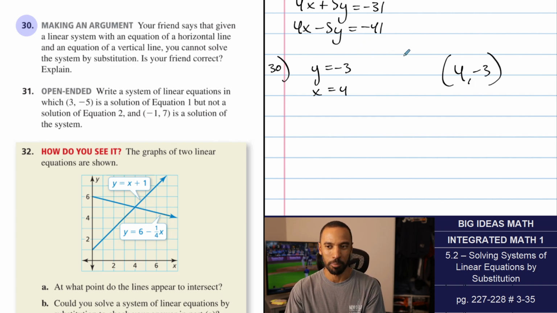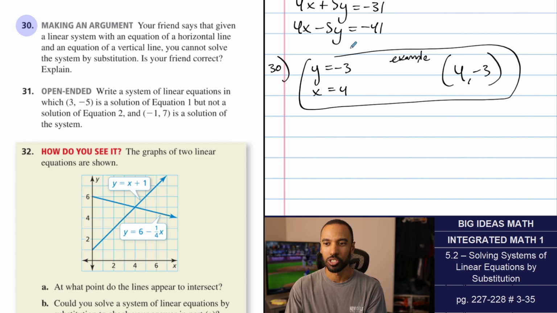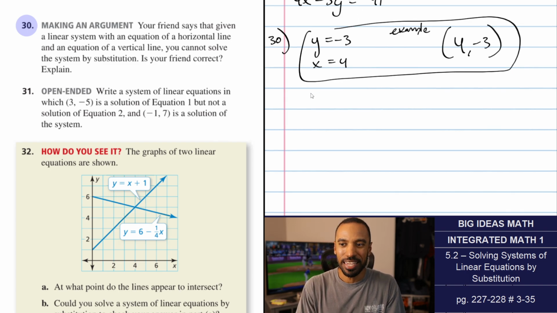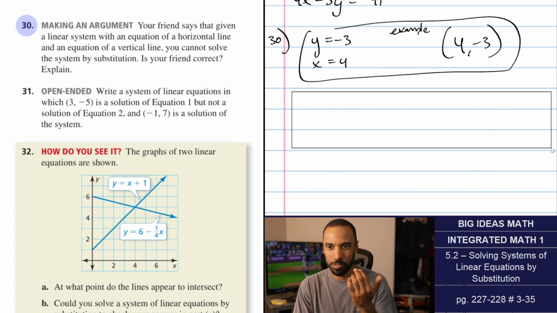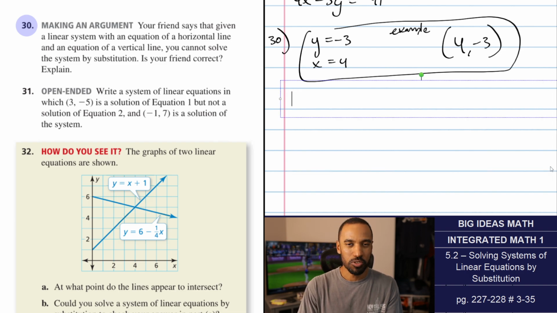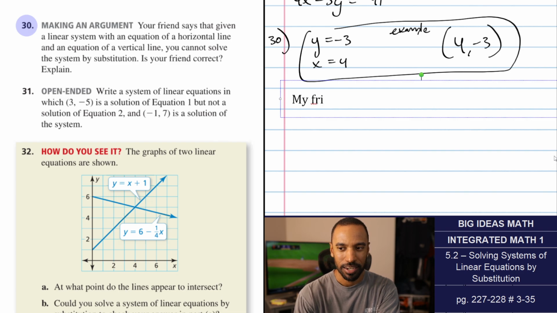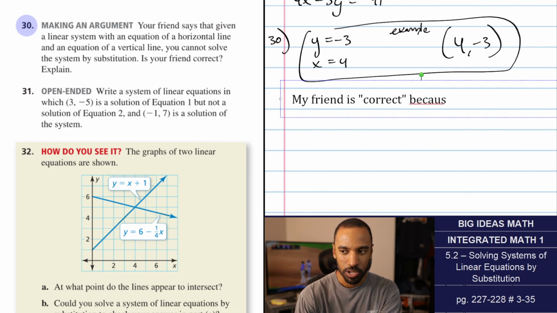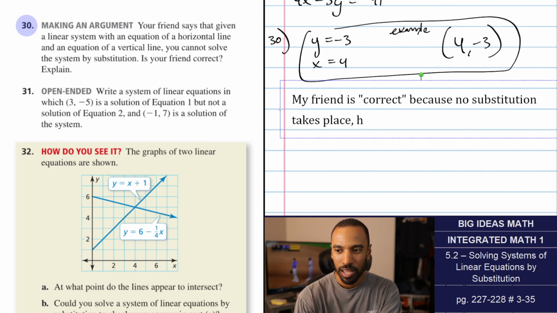This is an example, by the way. Example of what I'm just referring to here. Is your friend correct? I guess, because you're not substituting. So if the substitution method requires it takes place of the variable in the other thing, my friend is correct because no substitution takes place. However, there is no work to be had.